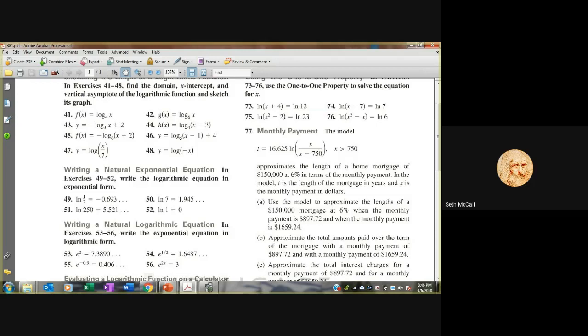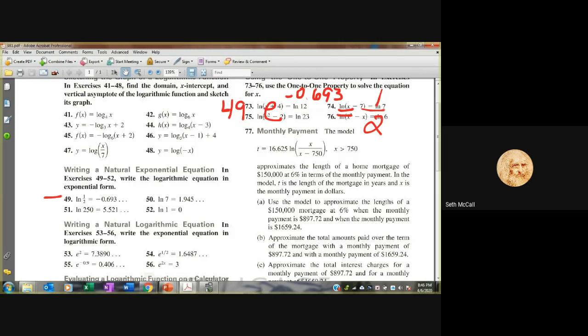So you can see number 49, which is right here. Remember, all natural logs are base e. So the base is e. So this is number 49. I'm going to write it right here. It's going to be e to the negative 0.693 equals 1/2. That's how you do that one.